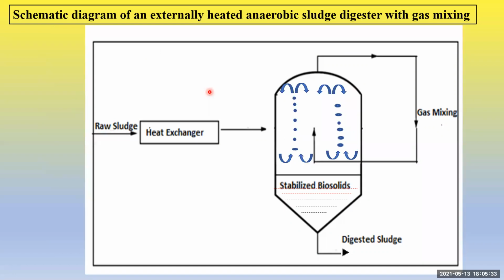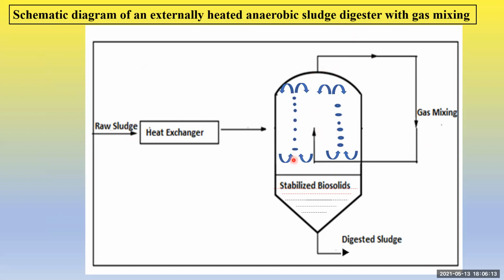A schematic diagram of an externally heated anaerobic sludge digester. So the raw sludge is first passed through a heat exchanger to increase the temperature. Then the raw sludge goes into the anaerobic digestion tank, and the contents, as you can see here, are kept in continuous motion by gas mixing. The gases that are released during the anaerobic sludge digestion are recycled back into the digester. So with the help of gas mixing, the contents are kept in continuous motion.